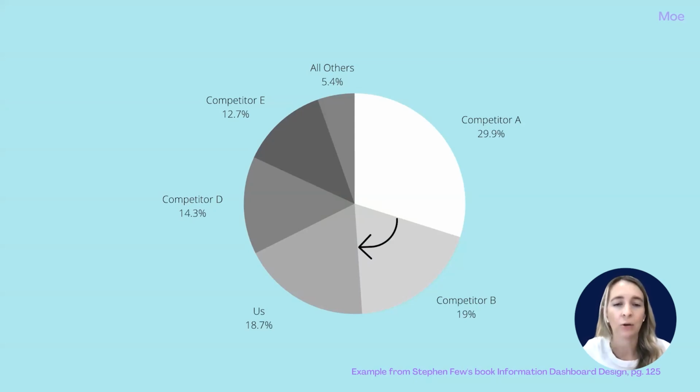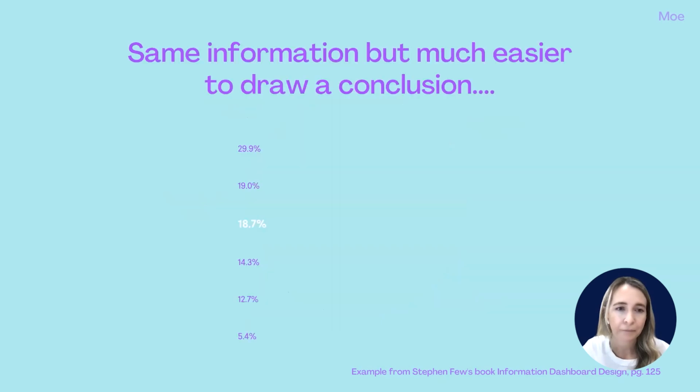But let's just take a minute and look at this graph. So we have competitor A, B, D, E, we have us. So let's say we're talking about us versus our competitor. It probably took you almost as long as I've been talking to figure out where we stood versus our competitors, right? Like it took a bit of computing power.